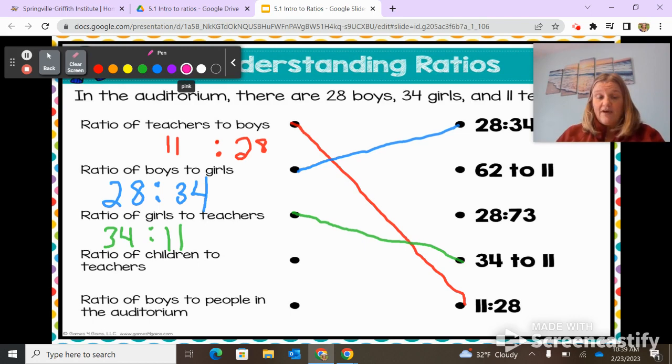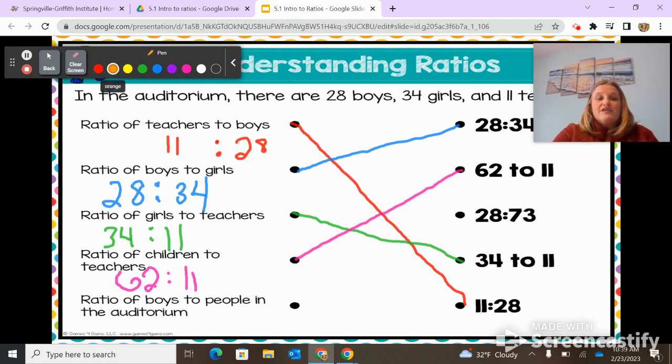So our first job is to find out how many children I have. So I want you to pause the video now and figure out how many children there are total. Okay, so as we come back, you know that there were 62 children to how many teachers? 11 teachers. So I have 62 to 11. Okay, our last one. The ratio of boys to people in the auditorium. So this is the part to whole. Okay, we have 28 boys to how many people in the auditorium? We know that if we add all of those numbers up, we get 73.